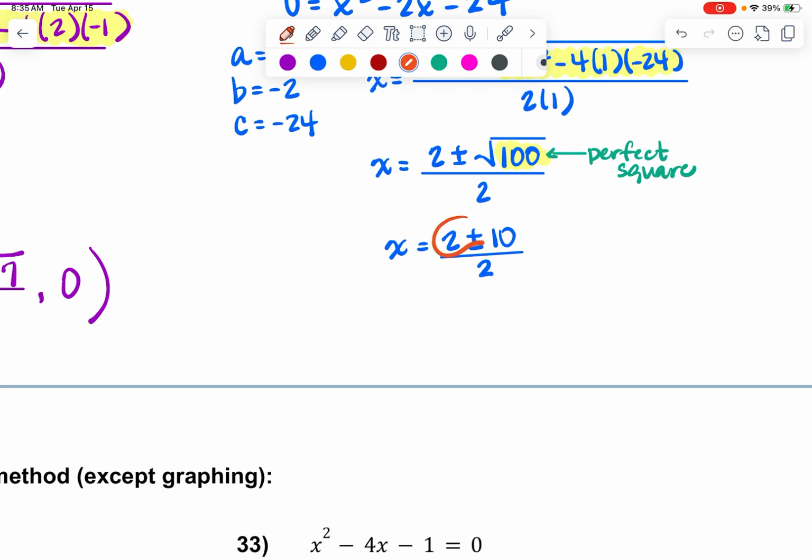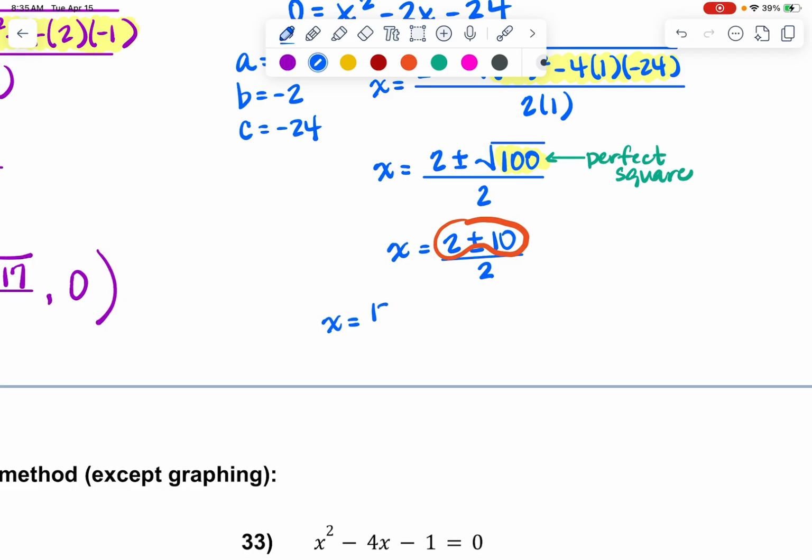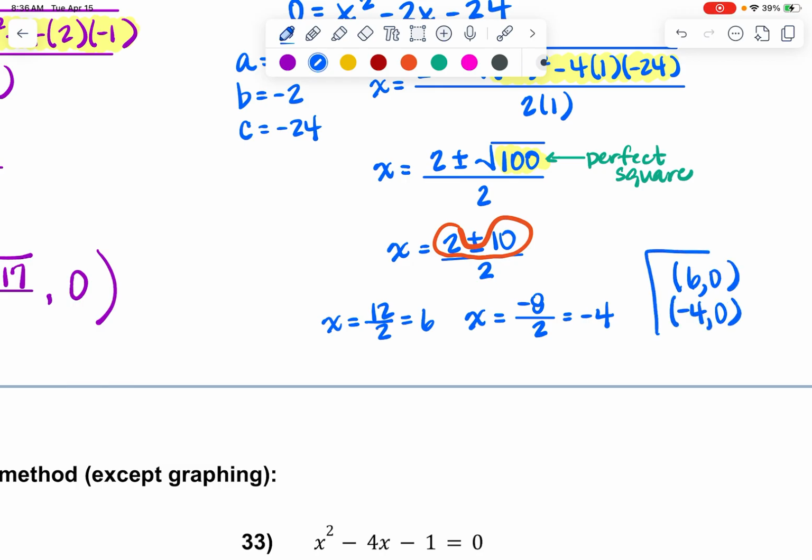So here we go. I'm going to go through and do the plus sign. So 2 plus 10, which is 12. I'm going to write this out. So 12, but I still need to divide by 2, so that gives me 6. And then our other solution is going to be doing the exact same math problem all over again, but using the minus sign. So 2 minus 10, but now that's negative 8 divided by 2, which gives me negative 4. Which means our 2 solutions are (6, 0) and (negative 4, 0). Writing them in as ordered pairs.